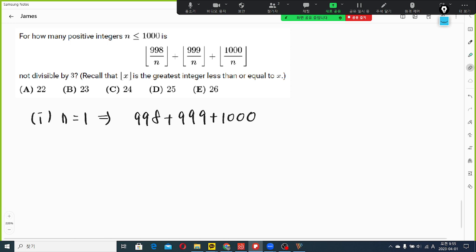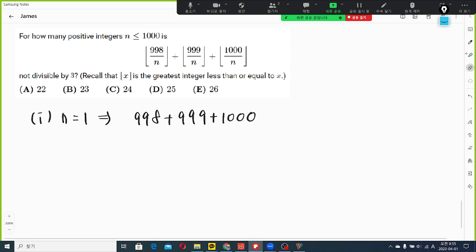998 is not divisible by 3, right? But we are talking about the sum. So the sum, and then 1,000. The sum is 2997. Yes, it is divisible by 3. So that's not the case we want. We want to find the case not divisible by 3.